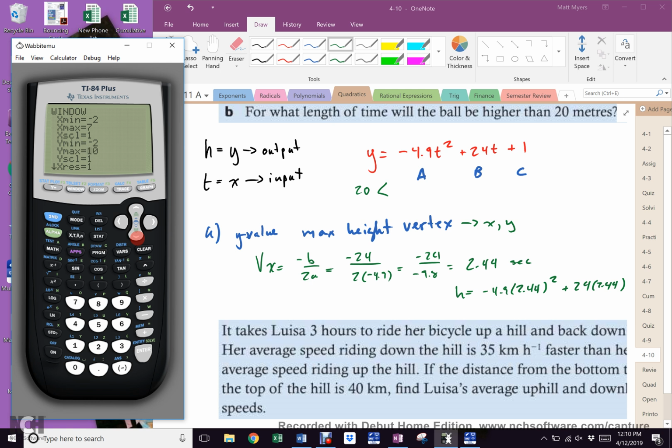We know we have to go over 20, right? Does it really matter what we make our y maximum? We just want to see it. What do you want to make it? 300? You can throw a ball 300 meters in the air? I'm going to go 50.